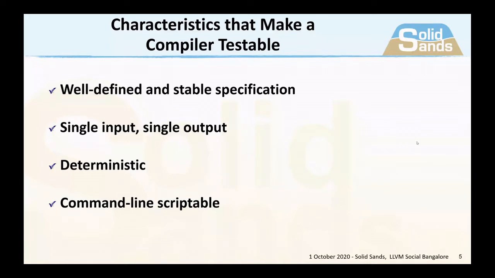Also, compilers take single input and single output. So you put a source file or a translation unit in, and without any other interaction, an output comes out, which is the object file. Usually, compilers are deterministic as well. So that's, of course, very important when testing a compiler. And finally, compilers are command line scriptable, which means that using a test suite like Supertest, you can automatically feed it a lot of files, automatically validate whether the output is correct, without a lot of user interaction.